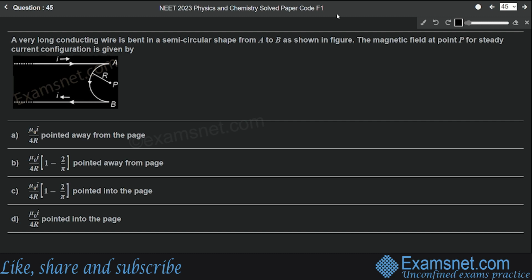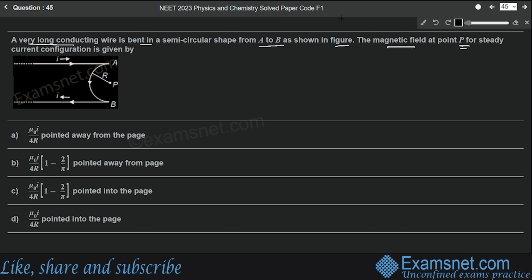Now question number 45 is from the chapter Moving Charges and Magnetism. And the question is, a very long conducting wire is bent in a semicircular shape from A to B as shown in figure. The magnetic field at point P for steady current configuration is given by.